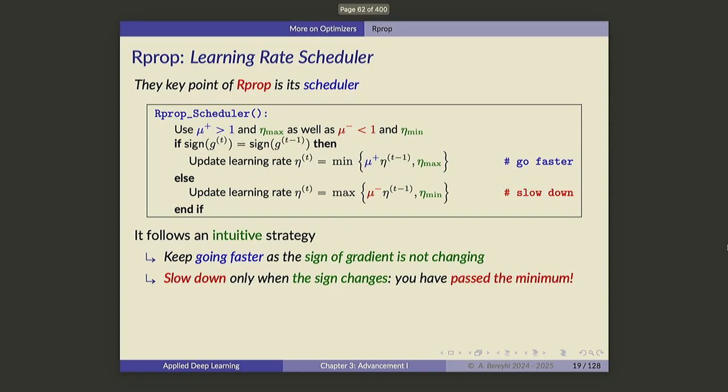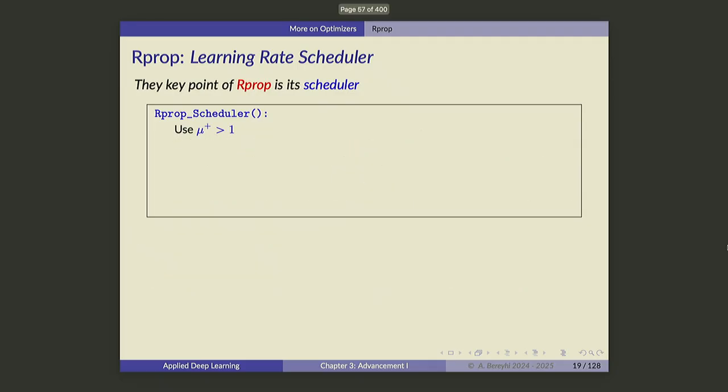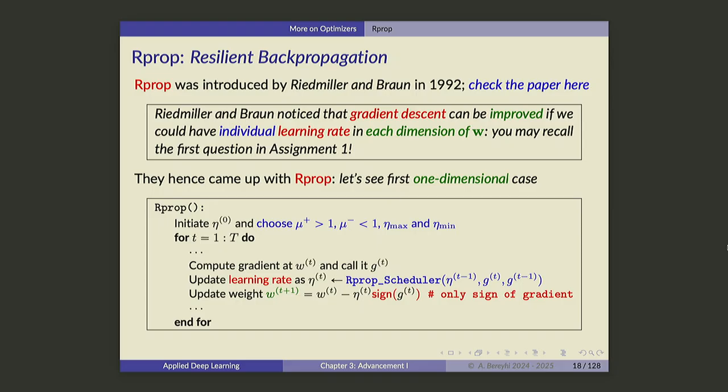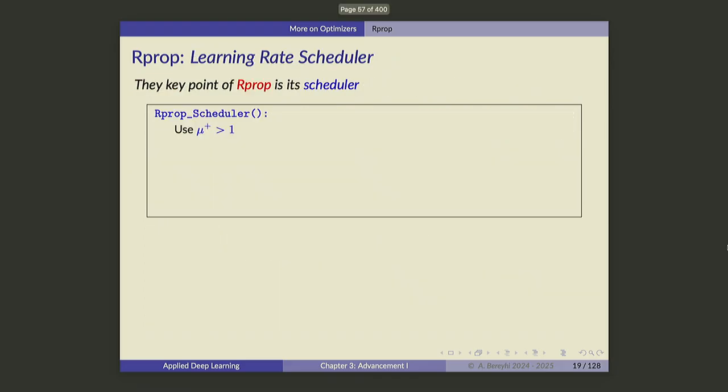Does mu minus need to be greater than 0? Definitely, yeah, it's greater than 0. Both of them are positive. They cannot be negative, right? I didn't mention it anywhere, but obviously the learning rate is always positive. If you make it negative, then you are not doing gradient descent. You are doing gradient ascent, right?